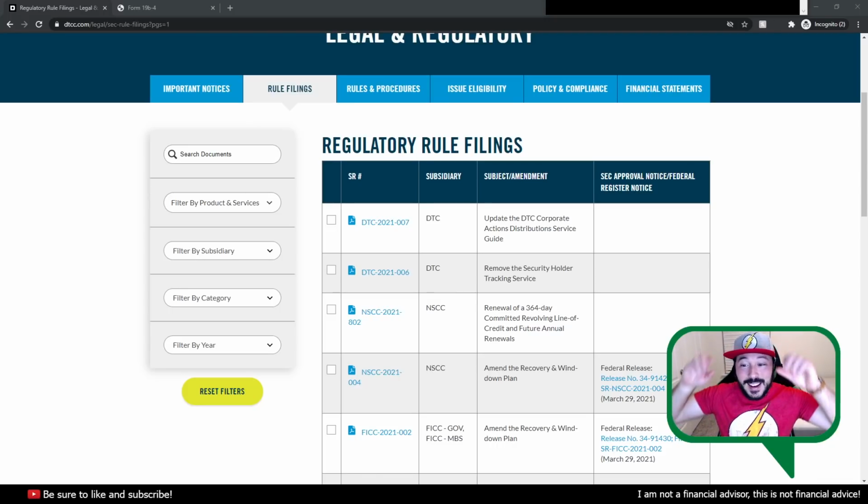Guys, by the way, I am wearing my Flash hat today. Got my Flash shirt. I love the Flash. Doing some speedy, I don't know, DD, looking at these regulatory rule filings on the DTCC website. So let's take a look.